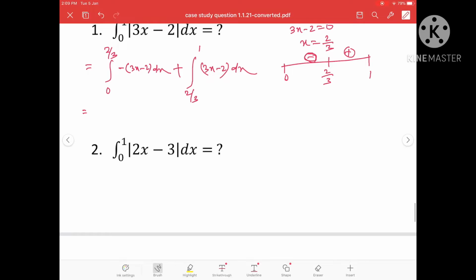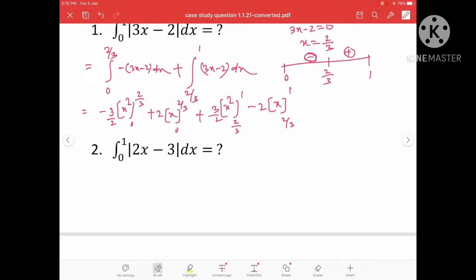Now we can solve this question. So this will be minus 3 into integration of x, which is x square by 2, from 0 to 2 by 3, minus minus plus 2 comes outside, integration of dx is x from 0 to 2 by 3. Similarly here 3 comes outside, integration of x is x square by 2 from 2 by 3 to 1, minus 2 comes outside, integration of dx is x, from 2 by 3 to 1. Now if you solve this, you will get the answer 15 by 18. Just put the values and get the answer.